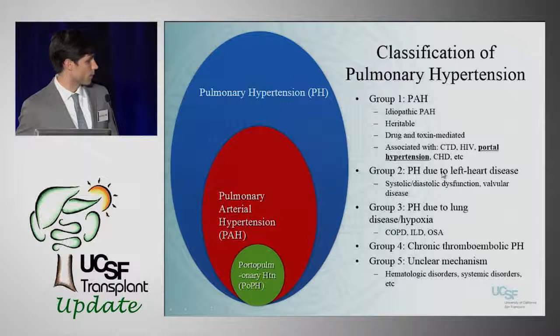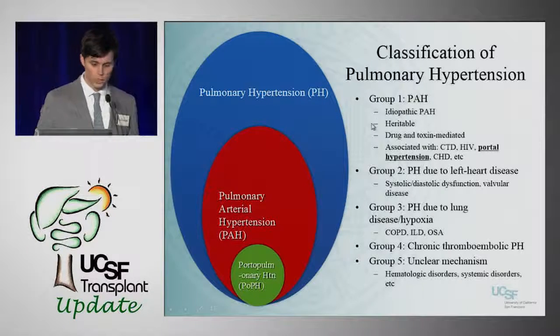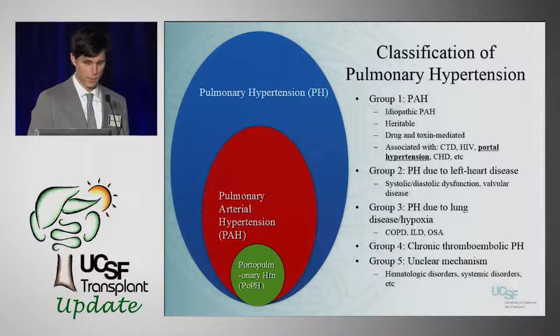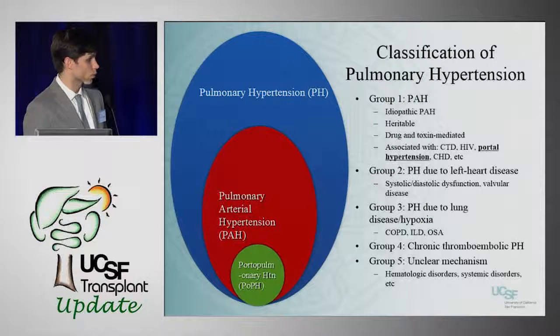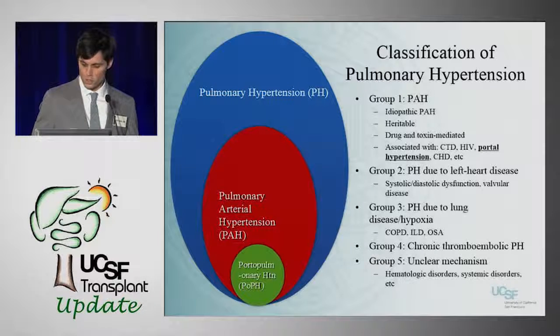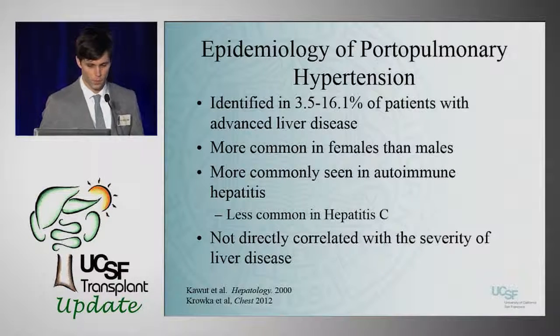So you have pulmonary hypertension due to left heart disease, lung disease, chronic PEs, and unclear mechanisms. But portal-pulmonary falls in the category of pulmonary arterial hypertension, which you will also hear called group 1 PH, which is actual disease of the pulmonary arteries themselves. That includes idiopathic, which is the most well-studied form, HIV and toxin associated, and portal-pulmonary hypertension fits in there because, again, you have disease and remodeling of the pulmonary arteries.